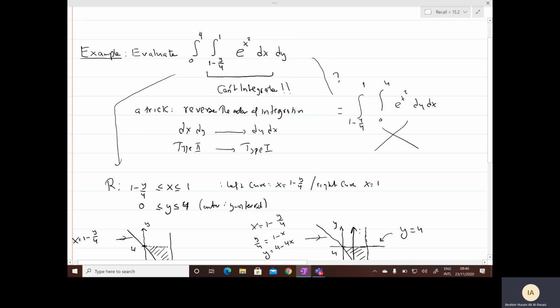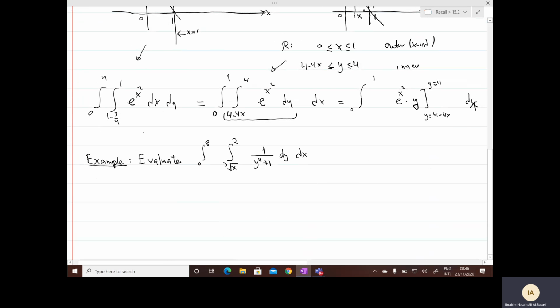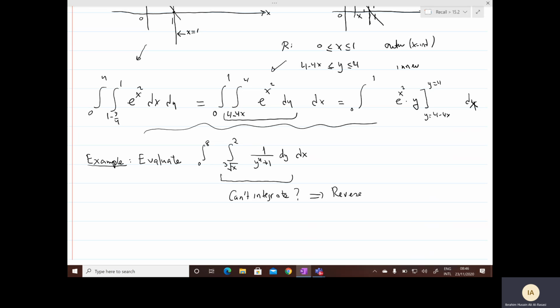Again, let me give you another example. Evaluate this double integral. When you start evaluating the integral of 1 over y power 4 plus 1 dy, we cannot integrate it. Think about it, try. You will see you cannot integrate. So what do you do? Reverse. That means type 1 to type 2 or type 2 to type 1, outer x interval to y interval or y interval to x interval.